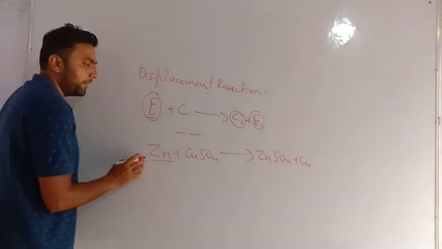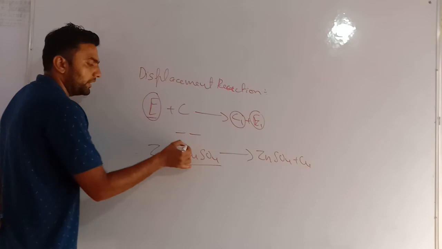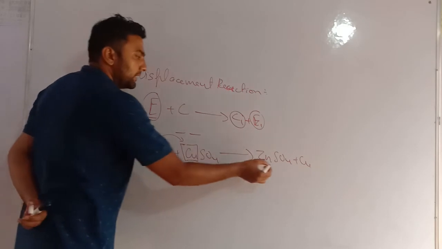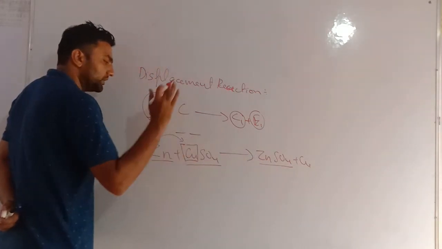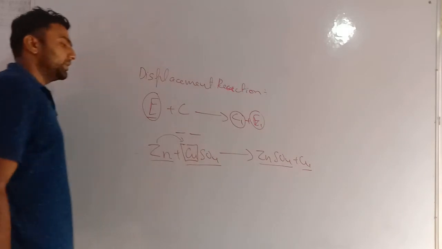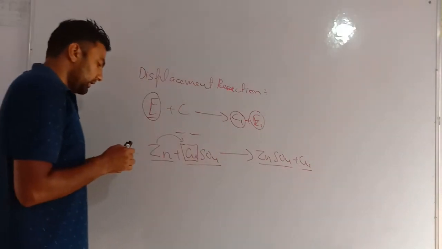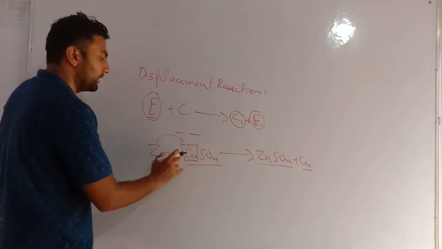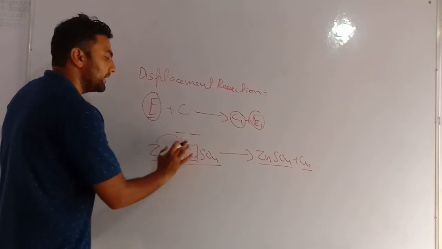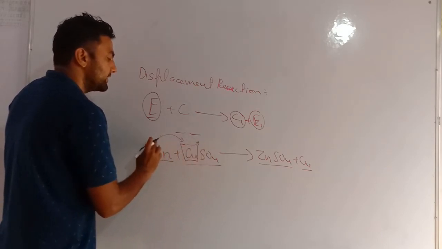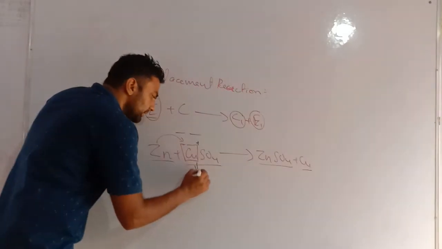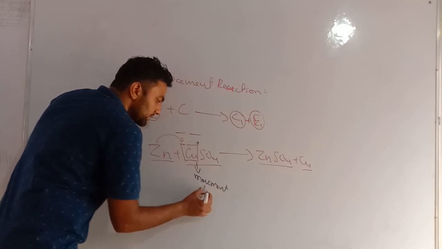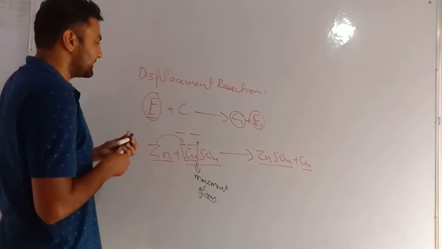This is an element, this is a metal. Copper sulfate is a compound, here copper is also a metal. This zinc took this copper's place, and we got zinc sulfate, and copper was thrown out from the solution. See my dear students, in this reaction there is movement of ions. Copper ion has moved out and zinc ion has taken its place. Copper is a positive ion, and here zinc is taking the place of this ion. It means there must be movement of ions, yes or no? Movement of ions.